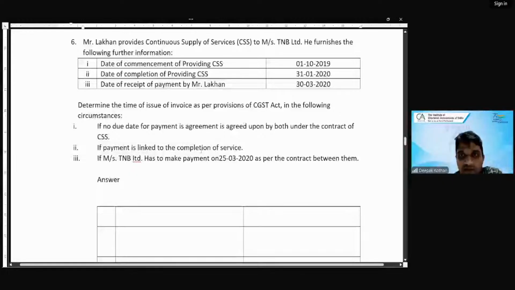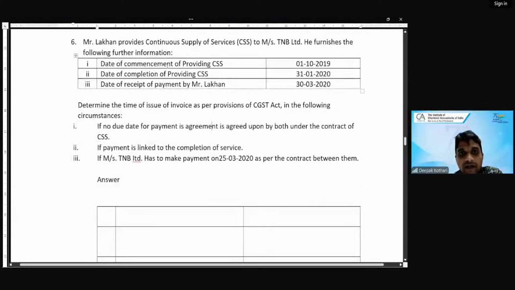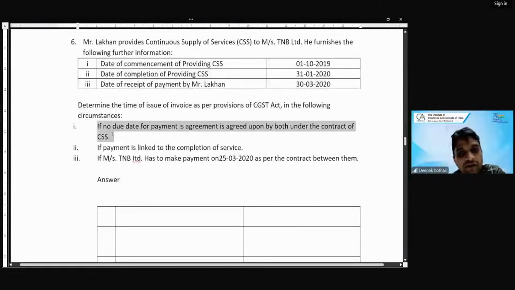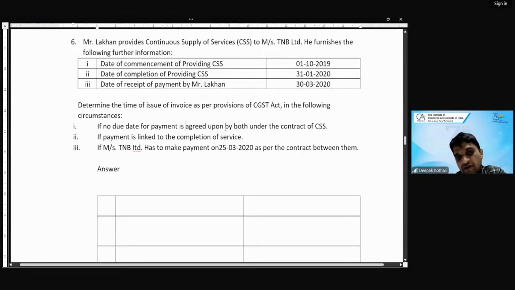Mr. Lakhan provides continuous supply of services to TNB. He furnishes the following information: date of commencement of providing continuous supply of service 1st October, date of completion 31st January, date of receipt of payment 30th March. Determine the time of issue of invoice as per the provisions of CGST Act in the following circumstances. If no due date for payment is agreed upon by both under the contract of CSS. So first instance, second instance, then the third instance.